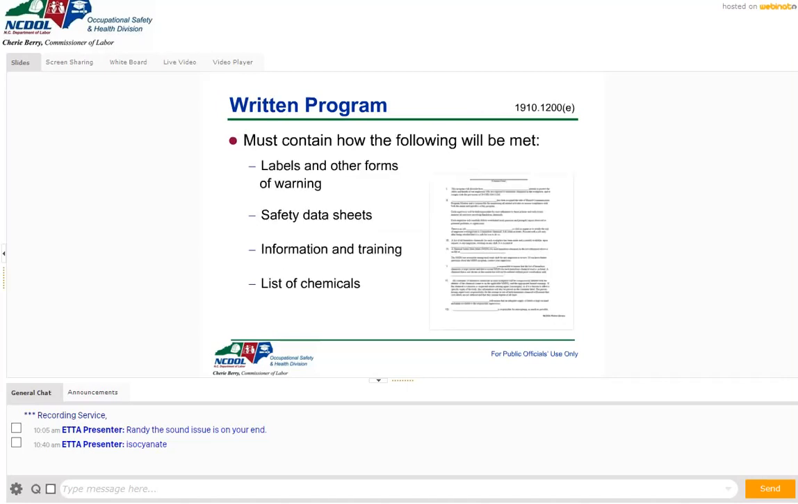Okay. Now, your written program is going to talk about how you deal with labels. You're going to say that you're not going to bother the vendor labels that come in. And then when you label your secondary containers, this is how we label them. It's going to talk about how you maintain your safety data sheets. Are they in paper or electronic form? And it's going to say if the power goes down or a computer goes down, how can you retrieve that information within a reasonable time. You're going to talk about how you convey information and how you train your employees. And it's going to refer to the list of chemicals that you have.